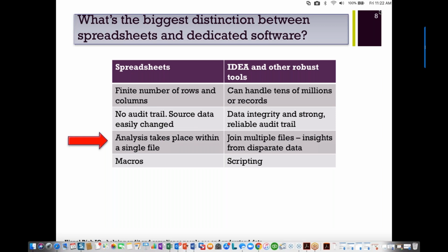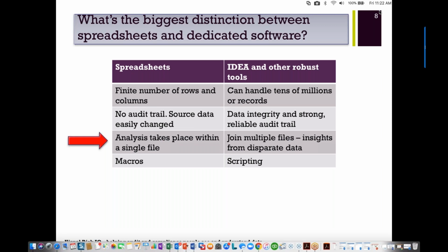Certainly audit trails: inside of a spreadsheet, the spreadsheet can be changed and saved and overwritten, and that source data is easily changed. In the case of IDEA, we've got very good data integrity and a strong, reliable audit trail.